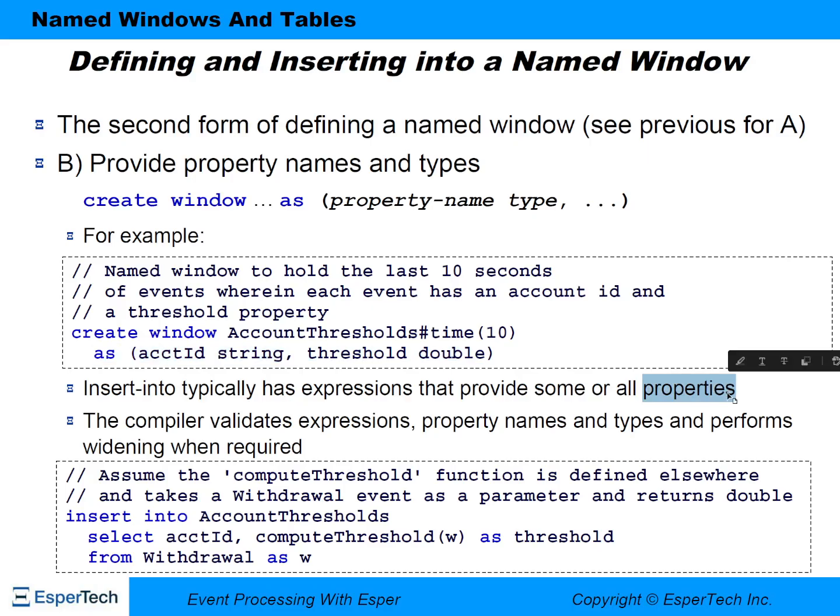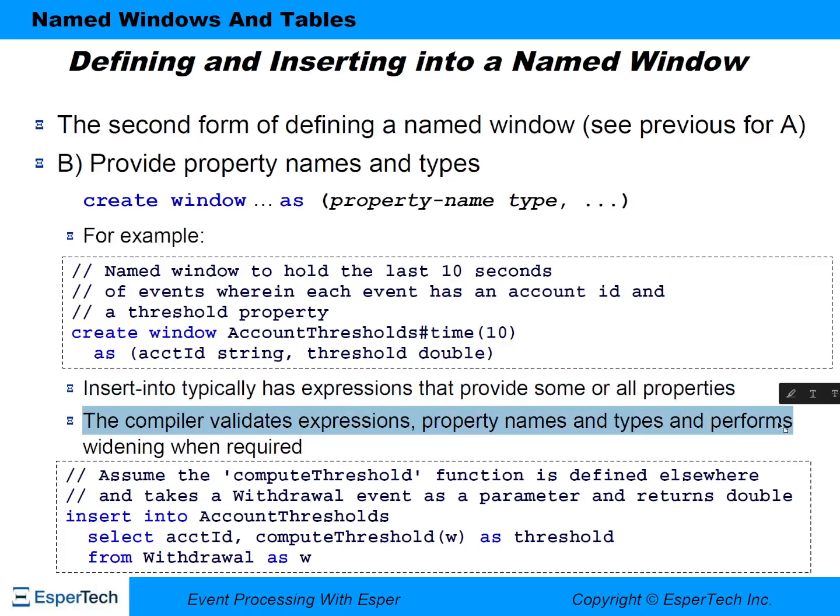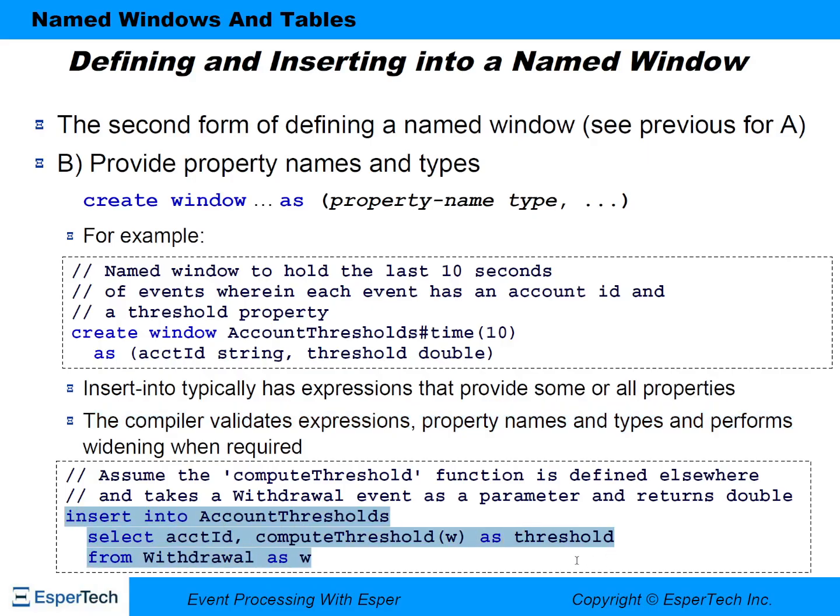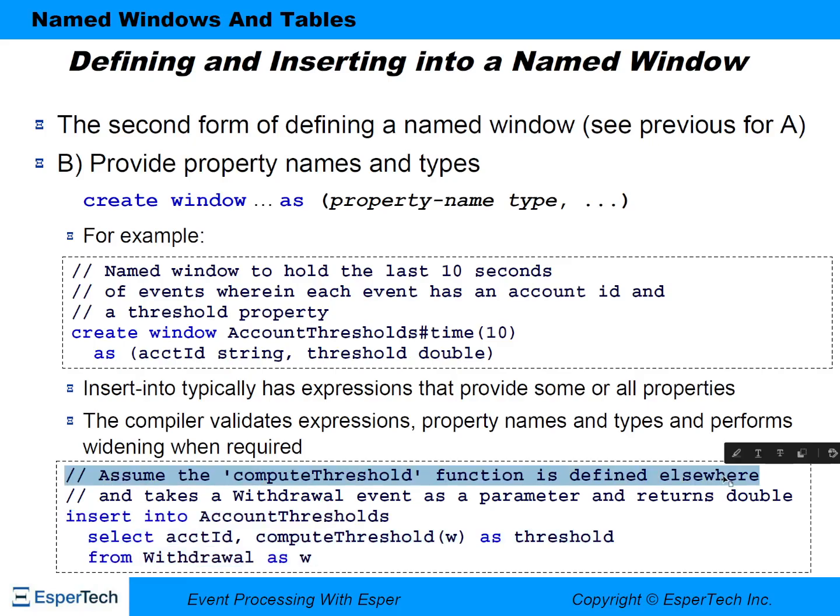The insert into typically has expressions that provide some or all properties. The compiler validates expressions, property names and types and performs widening when required. To illustrate, the EPL that inserts events is insert into AccountThresholds select accountId, computeThreshold(W) as threshold from withdrawal as W. This example assumes that there is a computeThreshold function defined, not shown, and that takes a withdrawal event as a parameter and returns double.